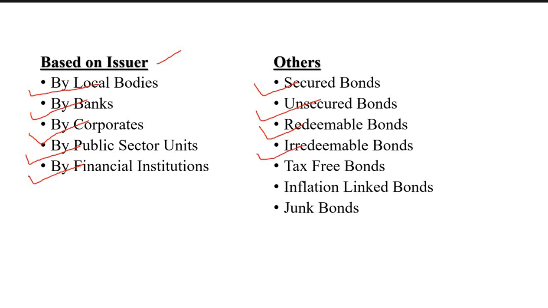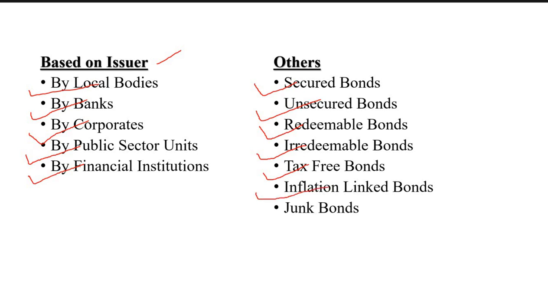What is irredeemable bonds? Irredeemable bonds are the bonds which are not having any specific maturity time. Such bonds are known as irredeemable bonds. Next is tax free bonds. The bonds on which the tax is exempted in the hand of the holder, such kind of bonds are known as tax free bonds. For example, whenever we do any other investment, at that time you have to pay certain taxes to the government, correct? So if you purchase any tax free bonds, at that time you will be exempted from the tax. So such kind of bonds are known as tax free bonds.